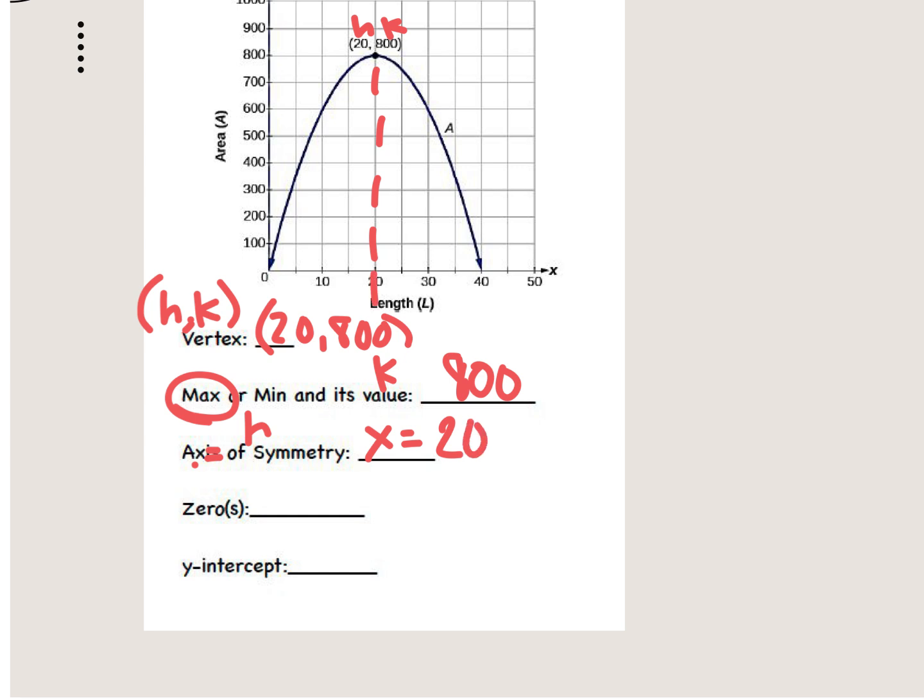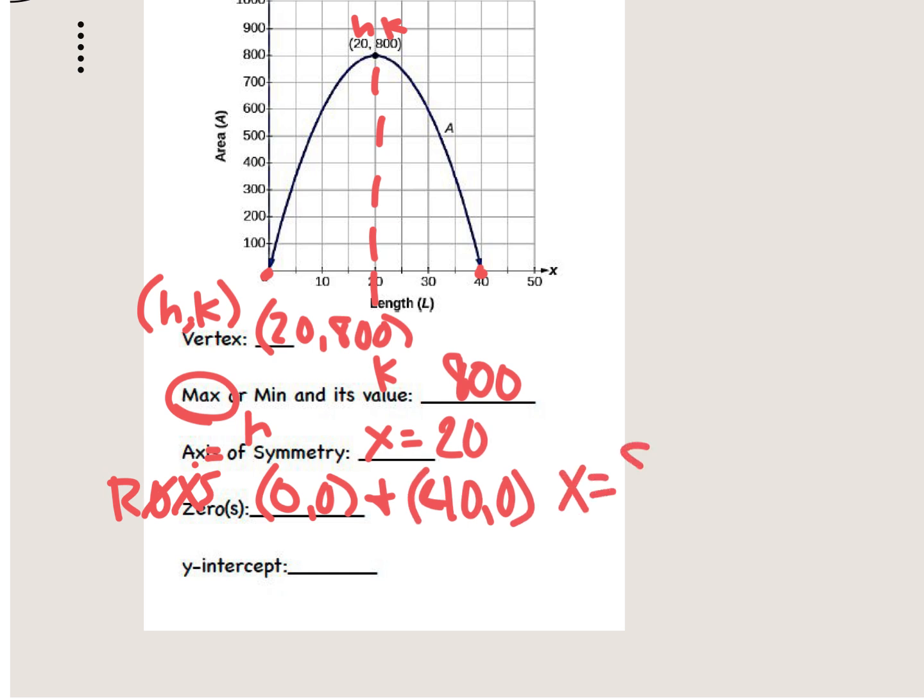And then your zeros, we've been doing that, rocks, 0, 0, and 0, 40, or 40, 0, excuse me. You could also write with the braces, 0 and 40. Remember, the braces mean their individual numbers, not a coordinate. And then your y-intercept also happens to be 0, 0.